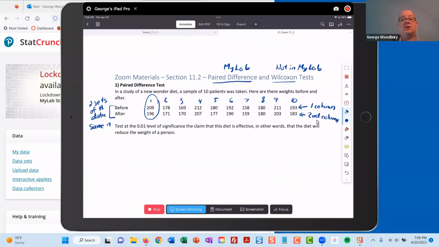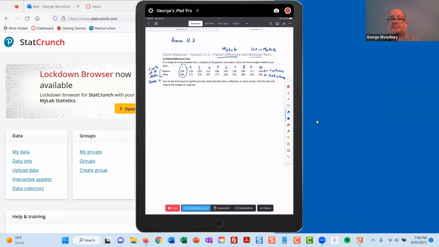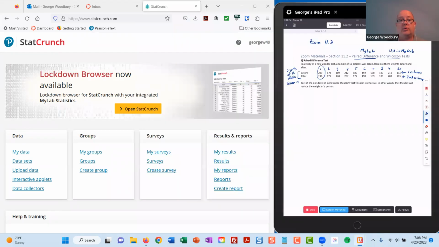But tonight, I've already got these loaded in a file in our Woodbury Math 21 group called Zoom 11.2. And so I'm going to show you how to get to that. For those of you who haven't joined the group yet, there's a video for how to join the group, and you can go back and look at that first.